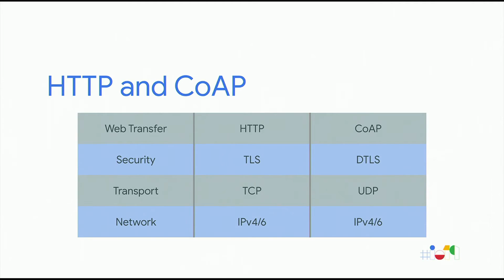CoAP was intentionally designed to resemble HTTP to make it easier for developers to build applications with it. But there are some differences. At the network layer, you can see it's exactly the same, IPv4 or IPv6. And that's exactly what's going to make it easy to use with our Thread network. But the primary difference is on the transport layer. With CoAP, we'll be using UDP as opposed to TCP.